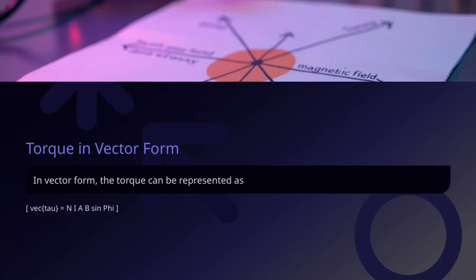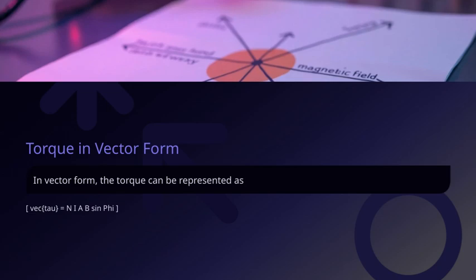On this slide, you see the equation. Vec tau equals N times I times A times B times sin phi. What this tells us is that torque isn't just a scalar value. It can be represented as a vector, which gives us both magnitude and direction. By expressing torque in vector form, we're able to analyze how different factors like current, magnetic field, and the angle between them all contribute to the overall torque experienced by the system.